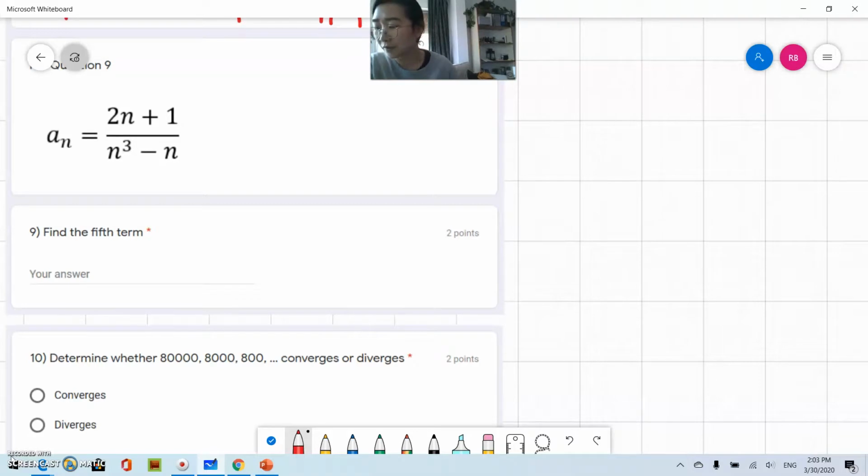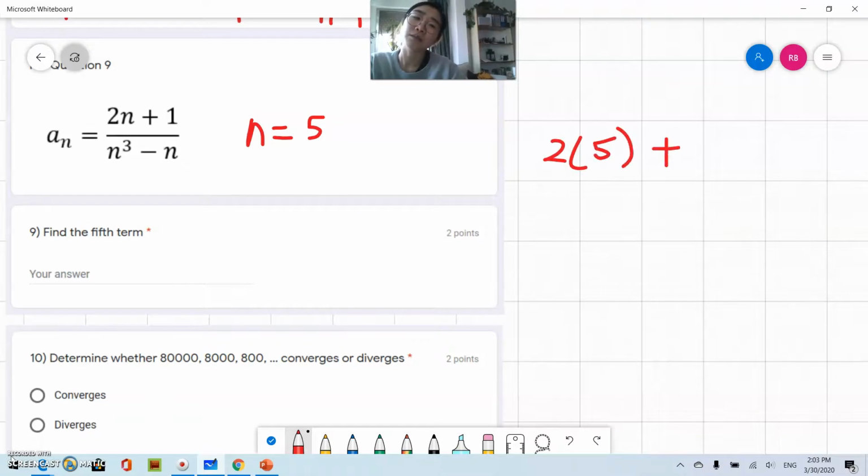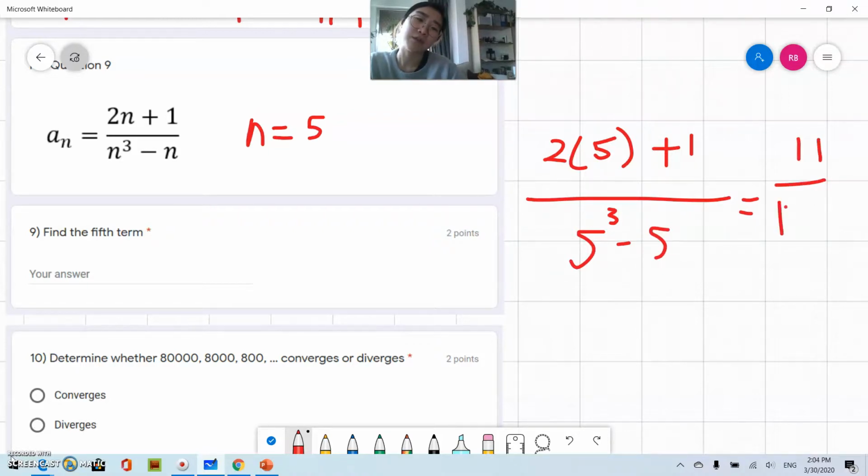It says find the fifth term, meaning n equal 5. So we just plug it in. 2 times 5 plus 1 over 5 cubed minus 5. So 10 plus 1 is 11. 125 minus 5 is 120. So 11 over 120. Or if you use a calculator, it's a certain decimal. My calculator is frozen, so I can't do that.